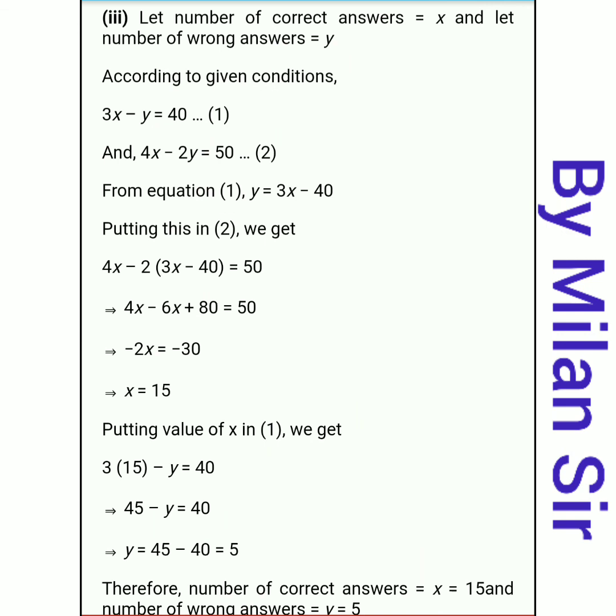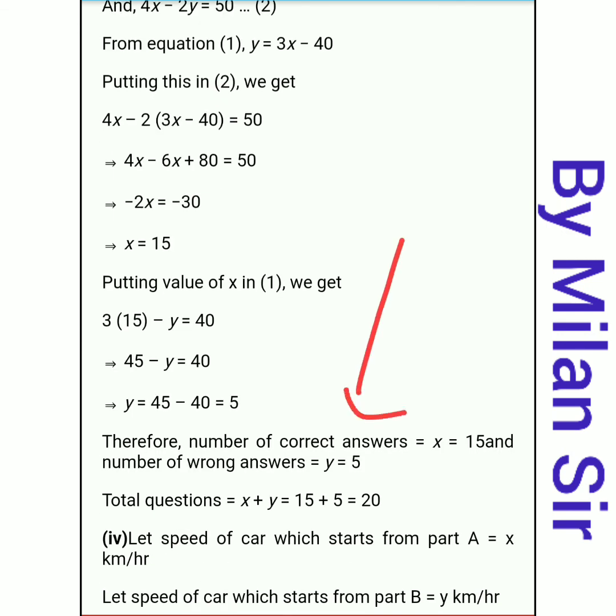That means the number of correct answers is x is equals to 15 and the number of wrong answers is y is equals to 5. Then we need to find the total number of questions. So total questions is equals to x plus y, 15 plus 5, 20. So 20 is our final answer. Total number of questions is equals to 20. Okay, thank you.